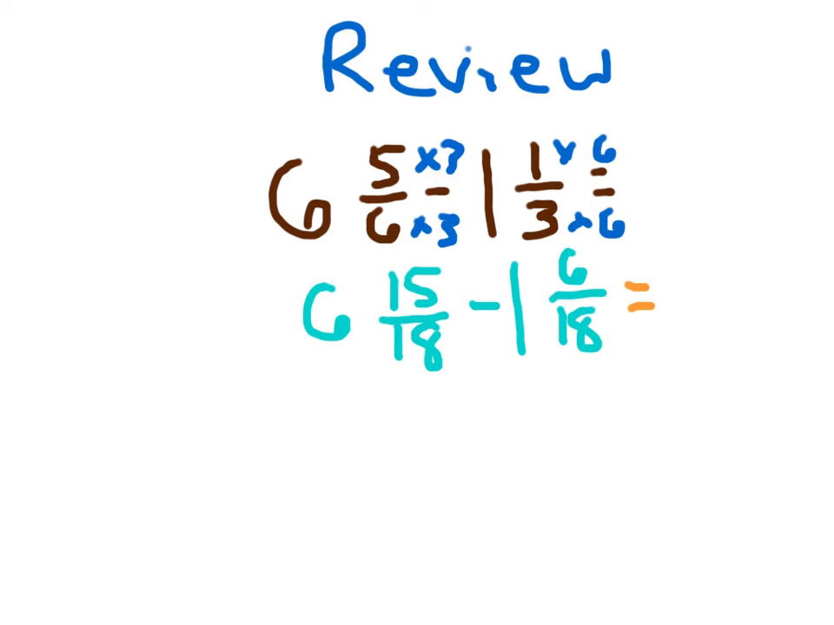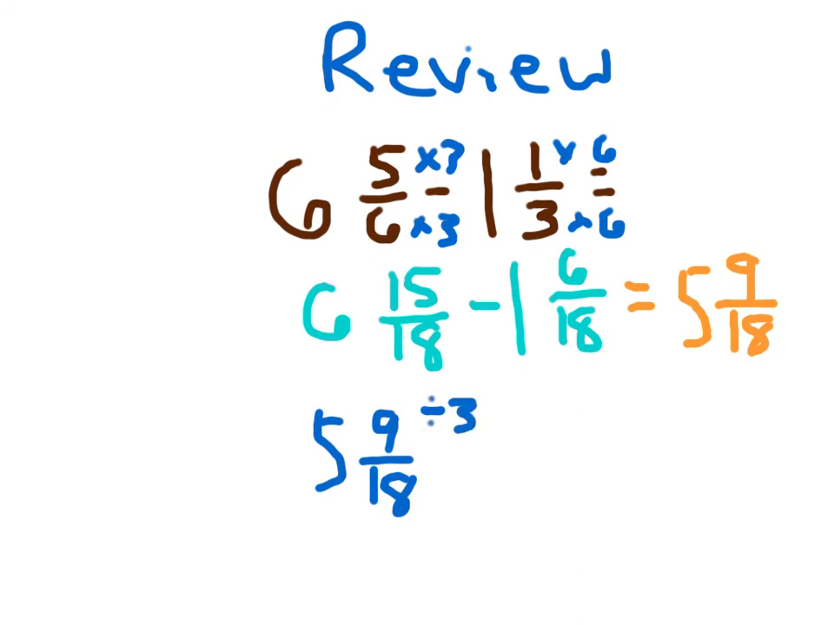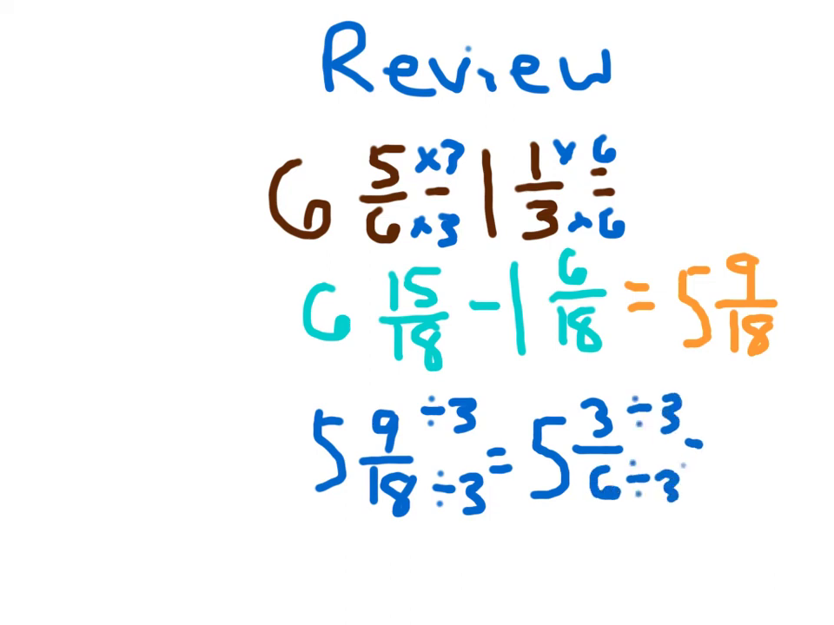15/18 minus 6/18 is 9/18, and 6 minus 1 is 5. Am I done? Nope. When I'm adding or subtracting fractions or mixed numbers, I always have to work until I get a fraction into simplest form. At this point, 5 and 9/18, I know that 9 and 18 are both divisible by 3. I need to remember to write that whole portion, and so 5 and 9/18 does equal 5 and 3/6, and if I divide by 3 again, I get 5 and 1/2.